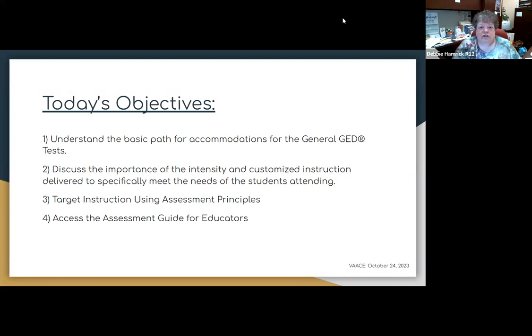to guide instruction. And a lot of people don't realize that that great resource is right there at your fingertips. And then the fourth thing I'd like to present is helping everybody figure out where the assessment guide for educators is located on the myged.com website.